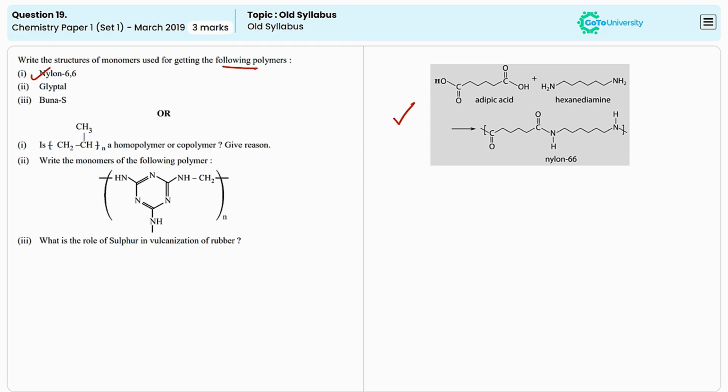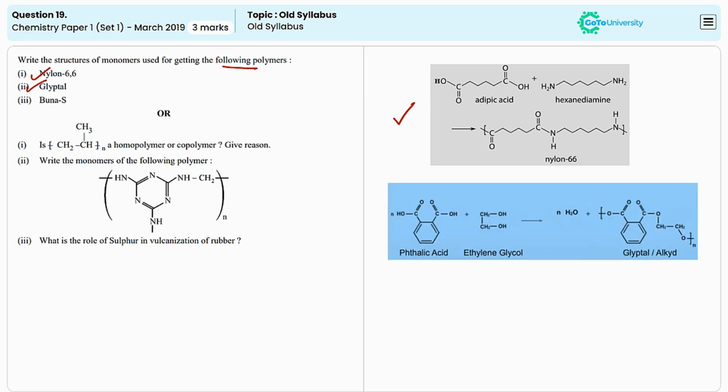The second one is given as glyptal. Glyptal is a type of synthetic resin, usually an alkyd resin. This is used mainly for coatings and paints, and it is known for its excellent adhesion, durability and resistance to environmental factors such as moisture and chemicals. They are prepared from two monomers. They are phthalic acid and ethylene glycol.